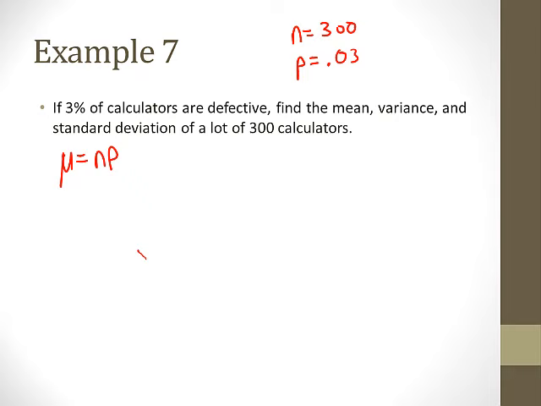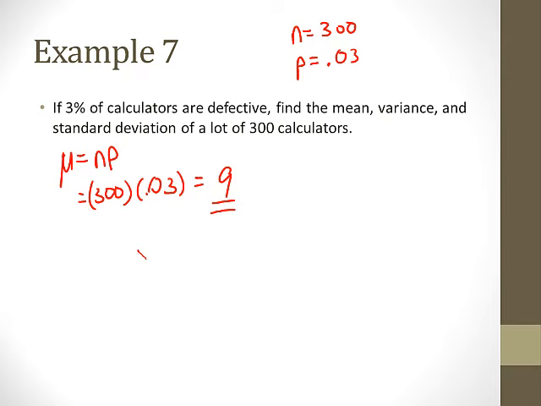So to find the mean, it's going to be 300 times p, 0.03. And what do we get when we multiply that? We get 9. Okay, so if we select a lot of 300, our expectation is we get 9. This is the mean. If I were to select a sample lot of 300 each time, we would expect 9 to be the number that we get. But we may not get 9. We may get 7, 8, 9, 10, 11, 12, and so forth. But the mean is 9.